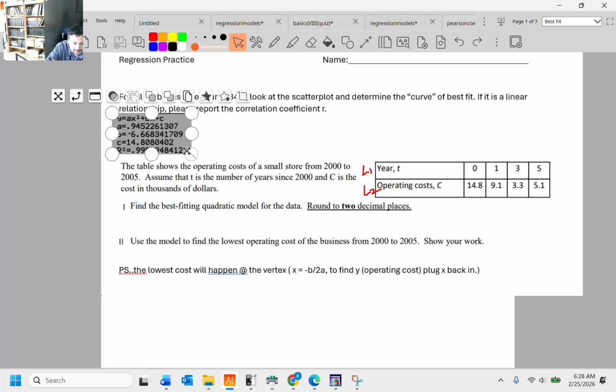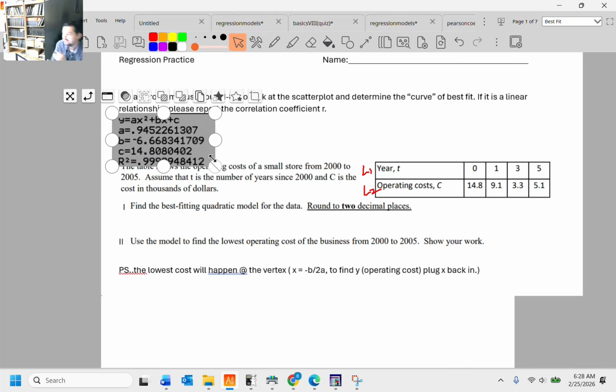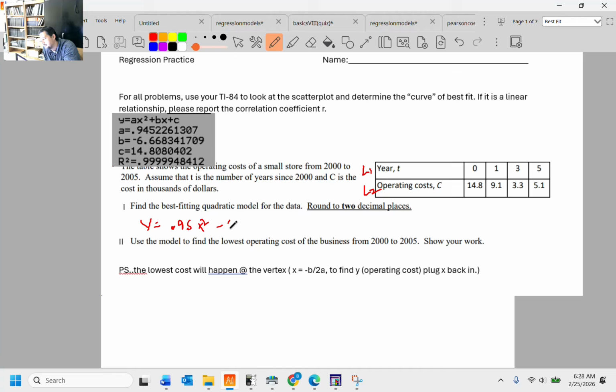So we're going to plug into that form up there. You can see the standard form ax squared plus bx plus c. If you don't get that, you probably have an F. We got y equals 0.95x squared minus 6.67x, and then plus 14.81. Now, I'm going to do it two different ways. I've got a graph and a calculator, and I'm also going to do it by hand because I do want you to remember how to do things by hand.